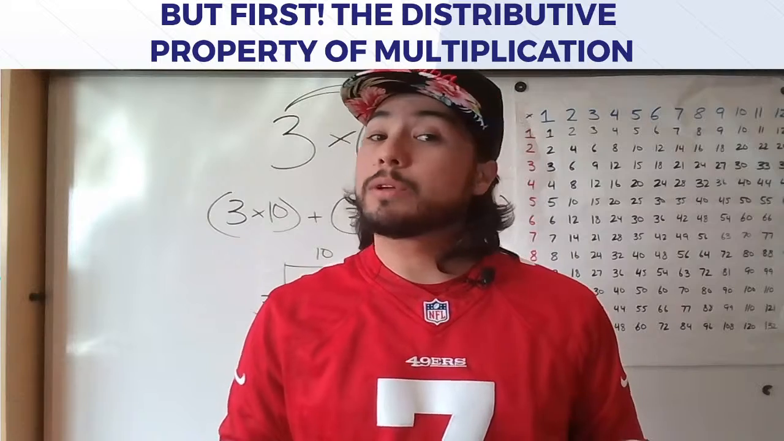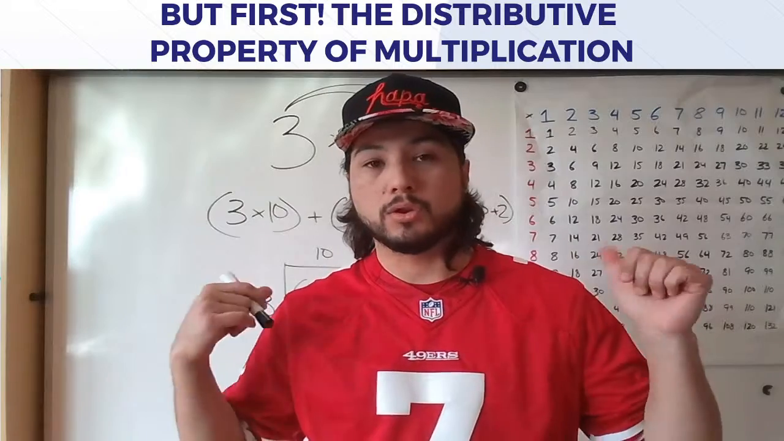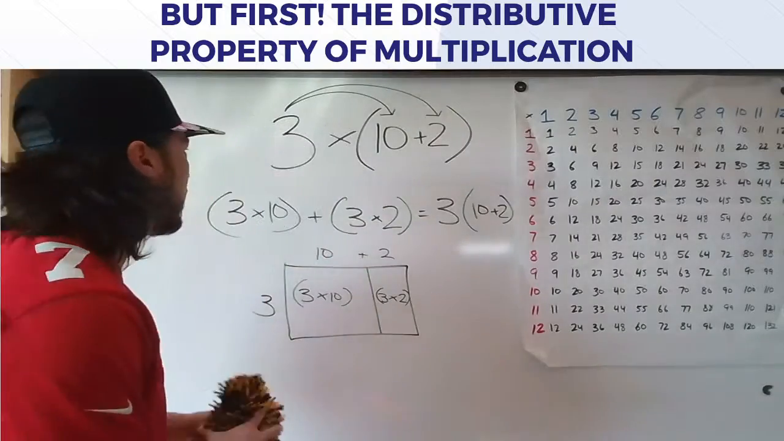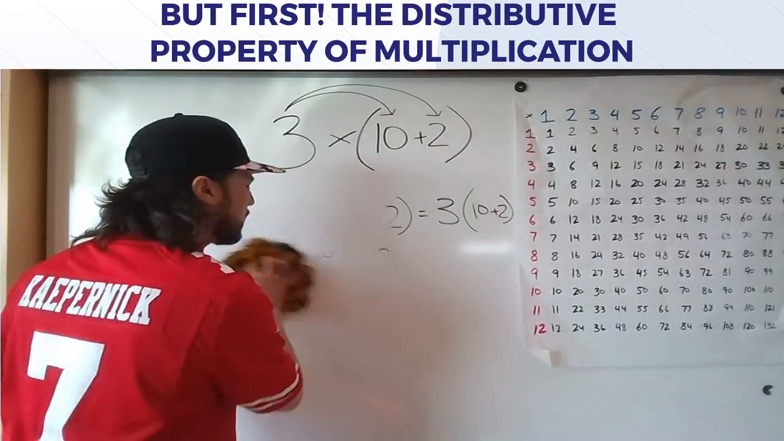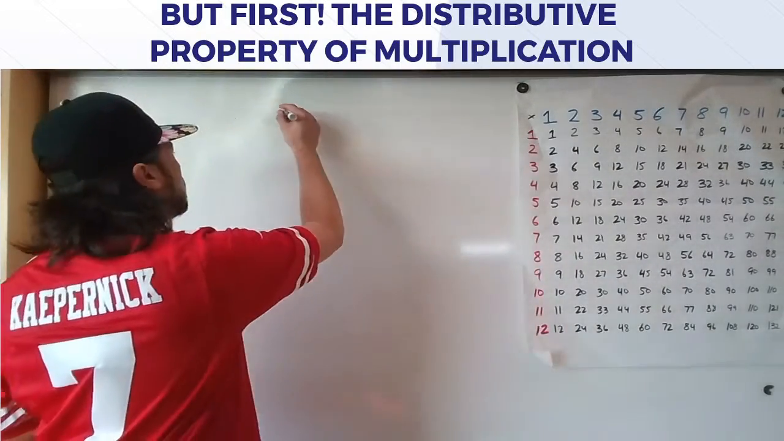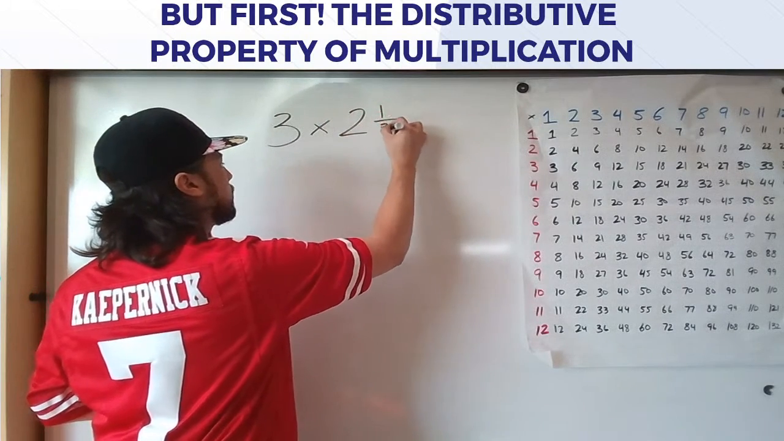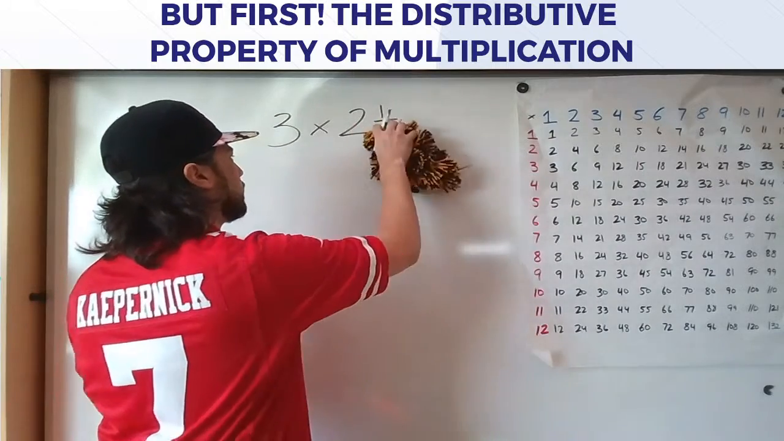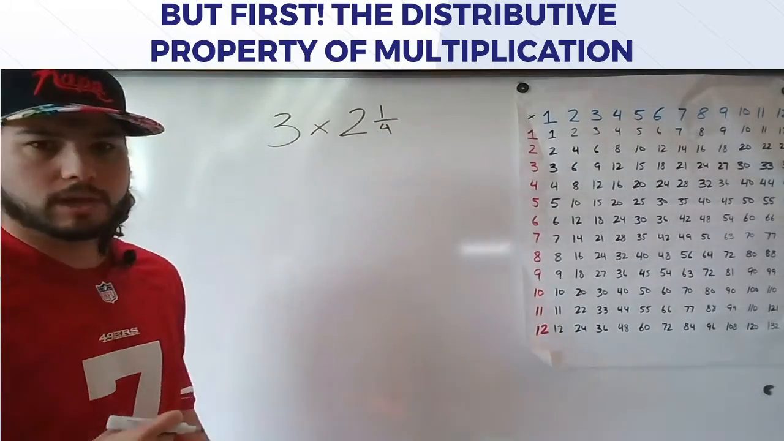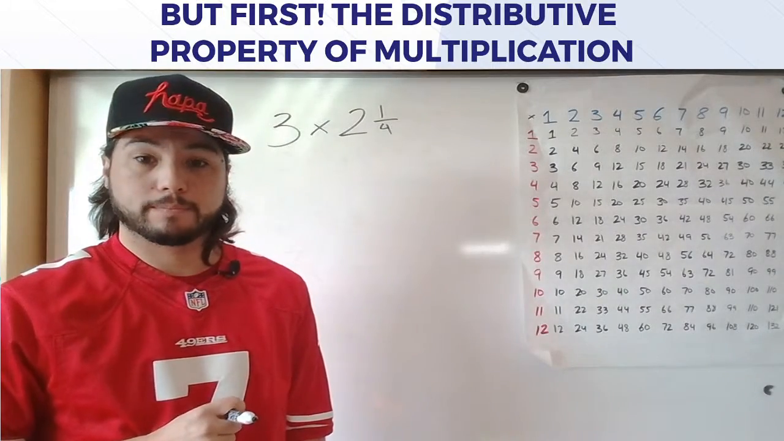Because when we're dealing with mixed numbers, a mixed number being a whole number plus a fraction, using this distributive property and using an area model comes in handy. So let's say instead of 3 times 12, maybe we have something like 3 times 2 and 1/3. No, we'll use 2 and 1/4. I want a mixed number answer here. Okay, so 3 times 2 and 1/4.